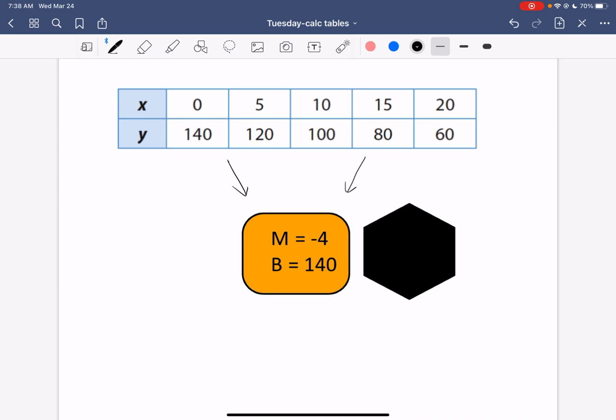Just remember that we have 0, 140. These are all coordinate pair locations, right? 10, 100, and so on.